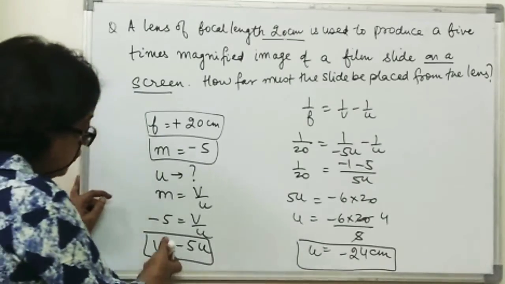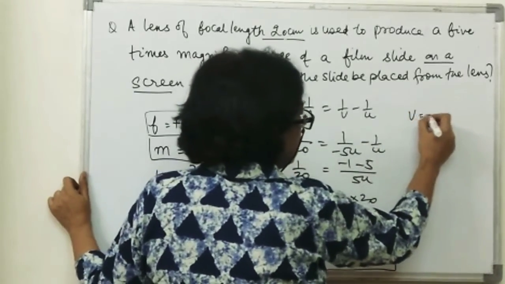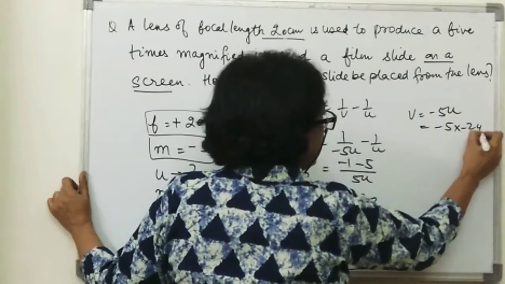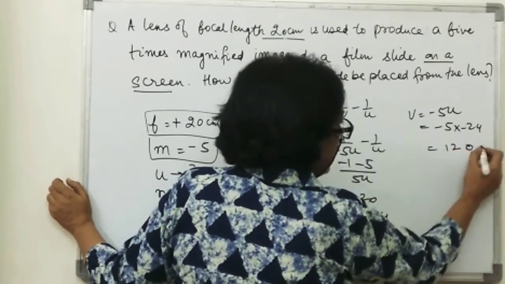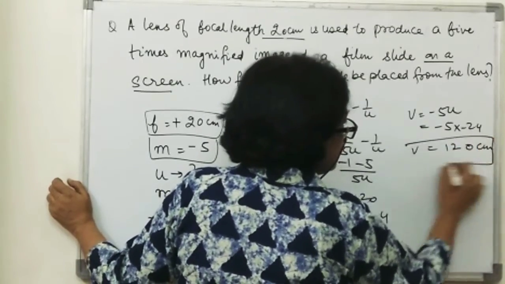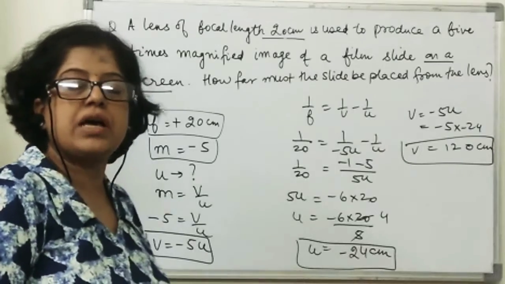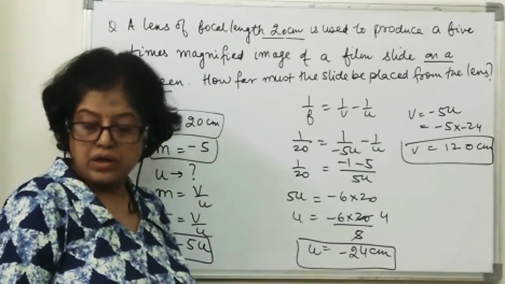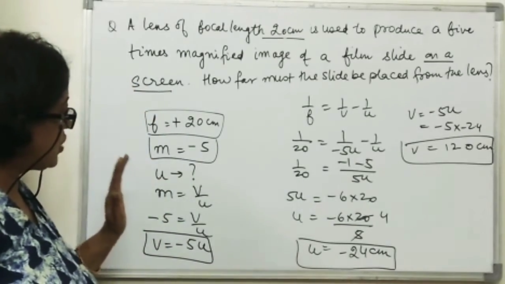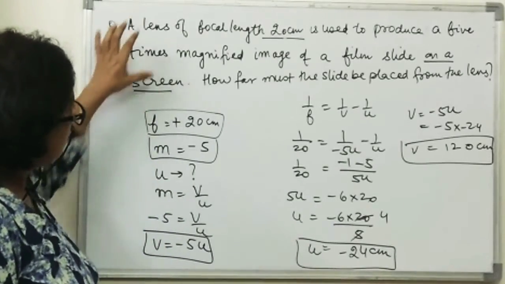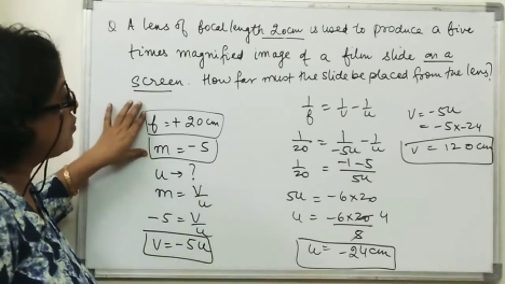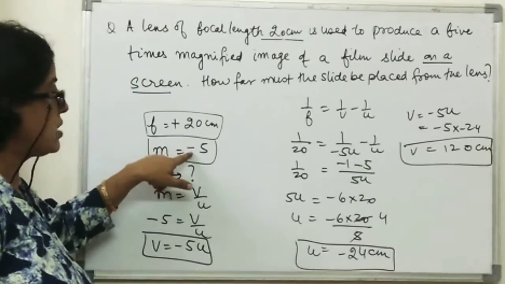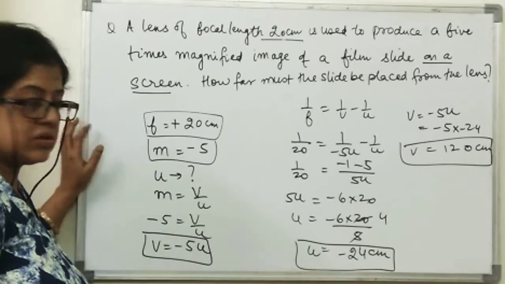We can also find v from here, although it's not asked, but let me find out and tell you. So minus 5 into minus 24, it is 120 centimeters, and v is coming out to be positive, which very well shows that it is a real image. V is positive for a real image in lenses. Right? I've taken this question because here we are not directly given the signs. We have to understand from the statement of the question what is the sign of f and what is the sign of m. Fine, that's why I've taken this question.